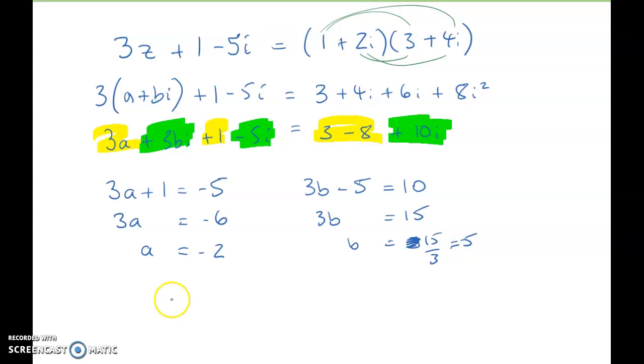So I know this z that I started off with, which is a plus bi, is minus 2, that's my a value, and the b is 5. So z is equal to minus 2 plus 5i. So again, I was tidying up, opening brackets, and then saying to myself, what are the real parts? Equate them, and separately, what are the imaginary parts? Equate them. And each of them gave me one of the answers I was looking for.